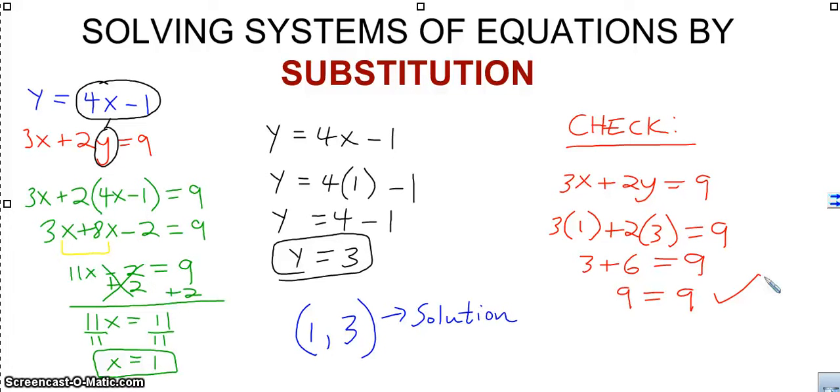Right at the bottom of the page, you're going to practice these, and you're going to flip the page over and actually practice solving these systems by the substitution method. It's all about continuing to practice. This will become a pretty easy method and very useful, but you've got to practice. All right, good luck, everybody.